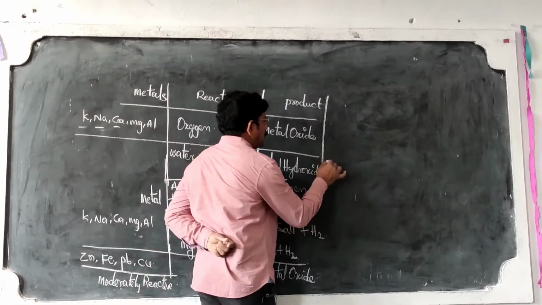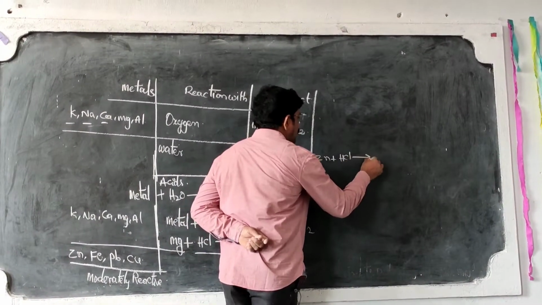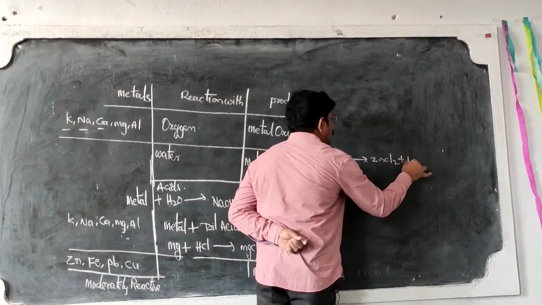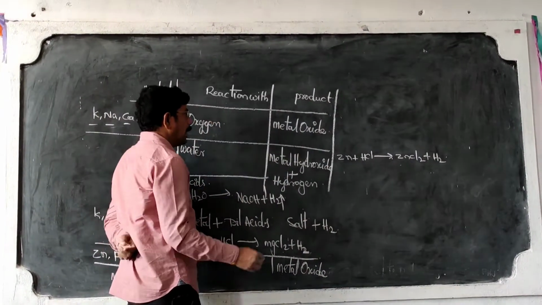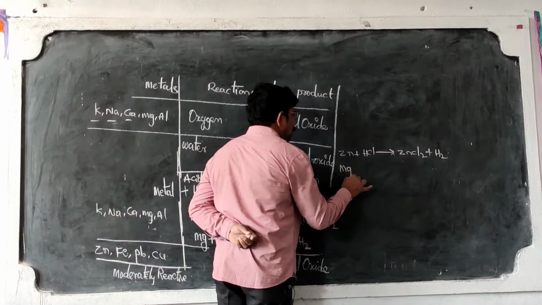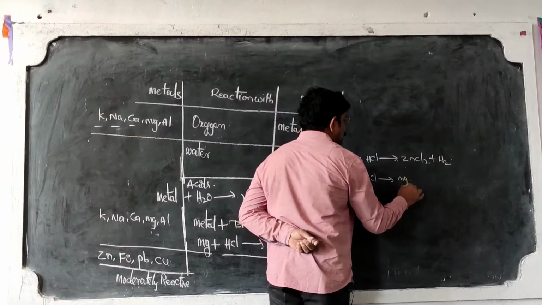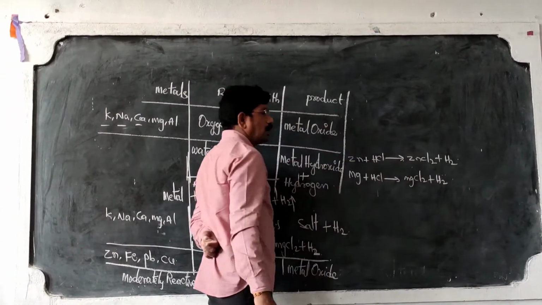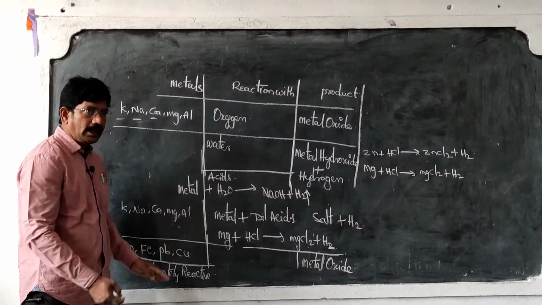You take the case of zinc. Zinc reacts with dilute acids and gives zinc chloride, this is a salt, plus hydrogen. Are you clear? Next, magnesium also reacts, giving MgCl2 plus hydrogen. In all the cases, they react with acids.